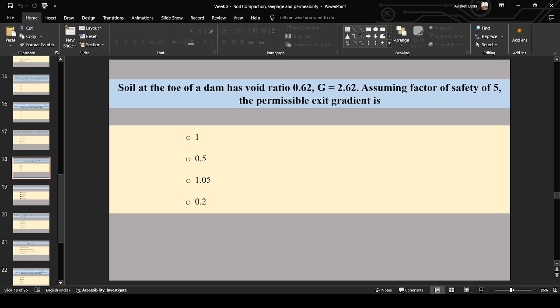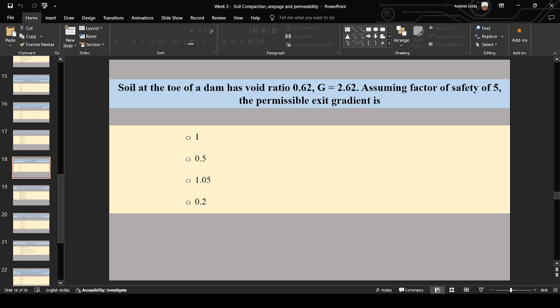I'll repeat the question. Soil at the toe of a dam has a void ratio 0.62 and G equal to 2.62. Assuming factor of safety of 5, the permissible exit gradient is. The options are 1, 0.5, 1.05 or 0.2. Okay. Next question.